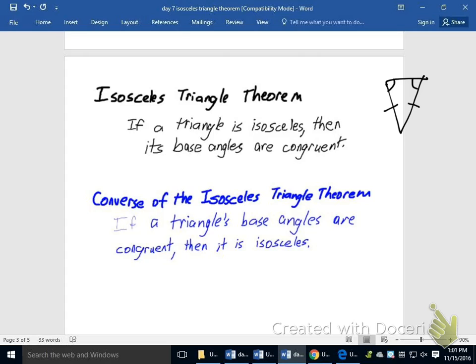Now, the converse is also true, and the difference for the converse is whenever we switch that around: if a triangle's base angles are congruent, then it is isosceles. That's slightly different, saying if I have a triangle and I know information about its base angles being congruent, I can now conclude that this is isosceles. That's the reason why we're calling it the converse. We're swapping the hypothesis and conclusion there. Both of these are really good information for your notes.